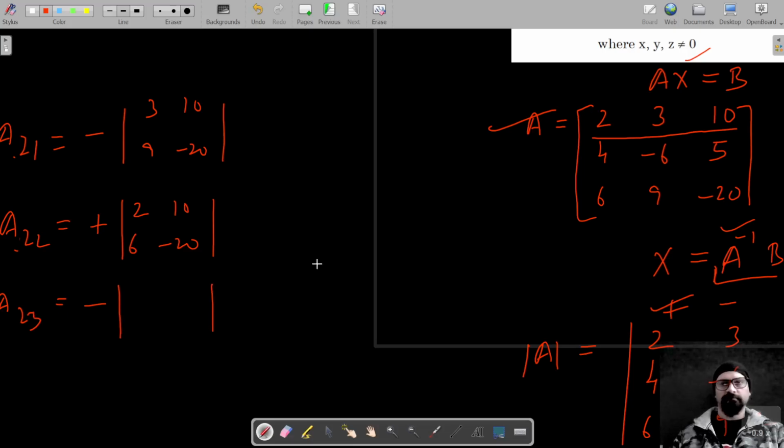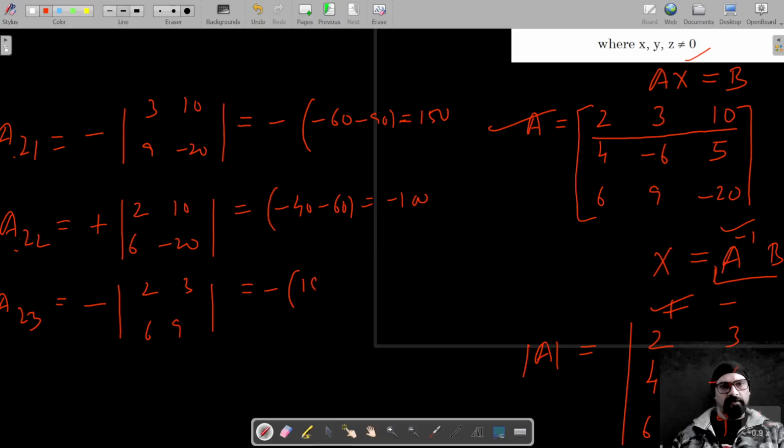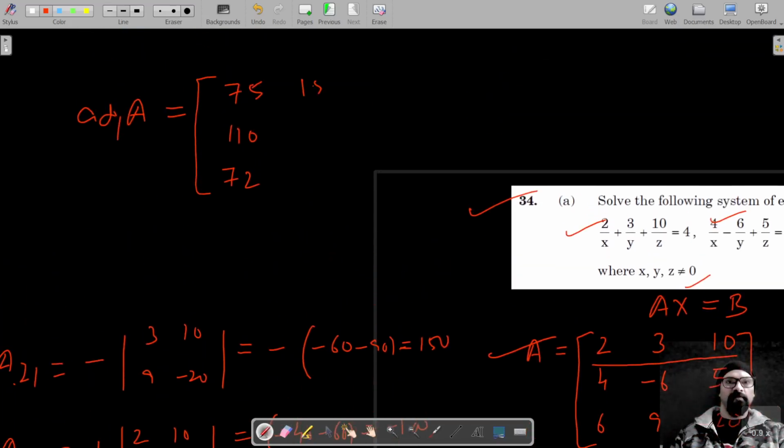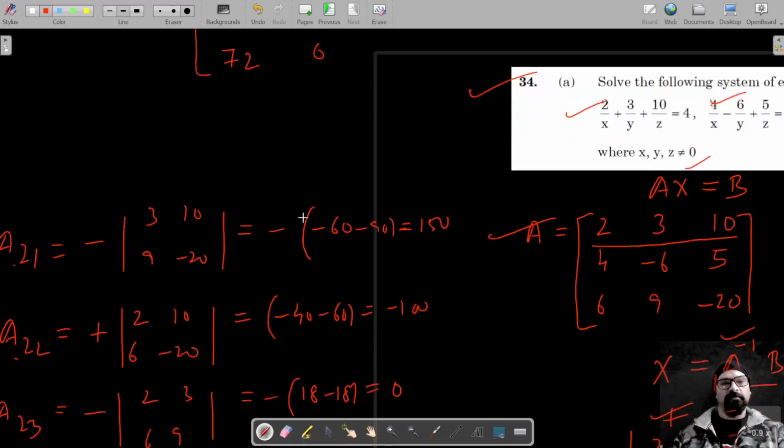And for 2,3, the second row and the third element, we have 2, 3, 6, 9. So this is negative: negative 60 minus 90 is equal to negative 150. This is minus 40 minus 60, which is equal to minus 100. This is negative 18 minus 18, which is equal to 0. So 150, negative 100 and 0.